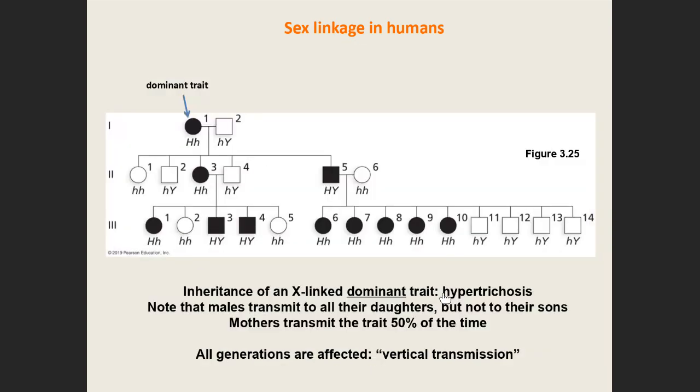Can you have dominant traits that are X-linked? Answer, yes. There's a trait called dominant hypertrichosis. It's extra formation of hairs on the body. And so here's a female that's affected. Transmits 50%, vertical transmission, overall 50% transmission, as we defined it when we looked at the dominant traits.